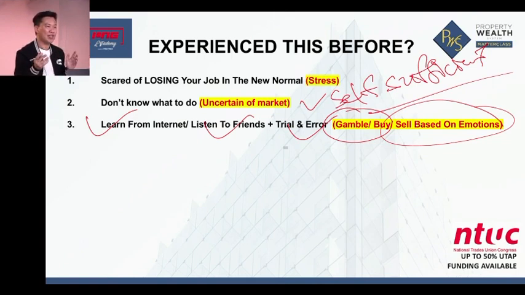But now the thing is this. Why is it hard? Because you're not guided. You don't have a system. What if you have Kelvin's checklist, like what he shared just now, one of the checklists he shared?